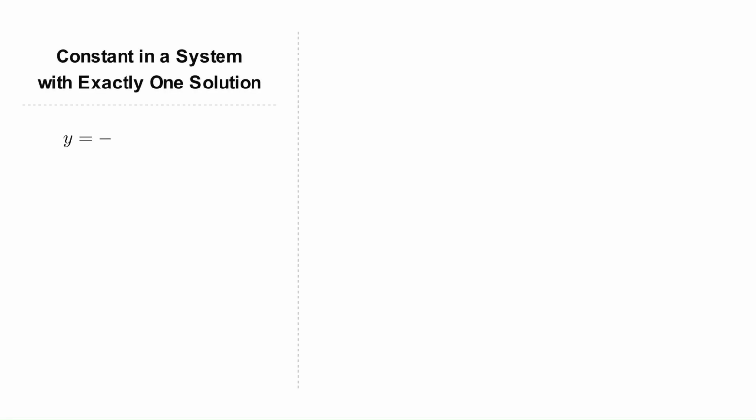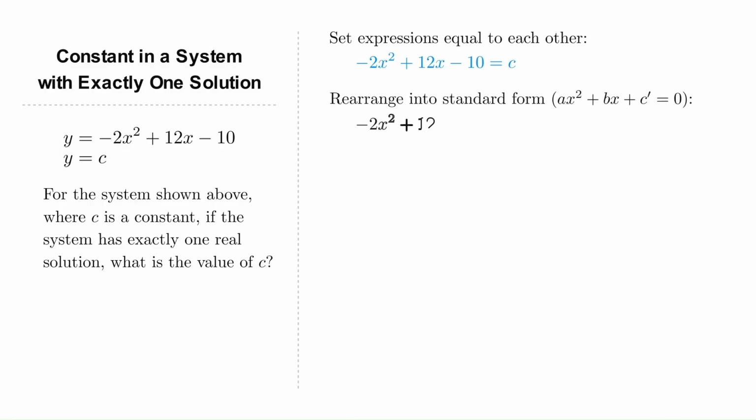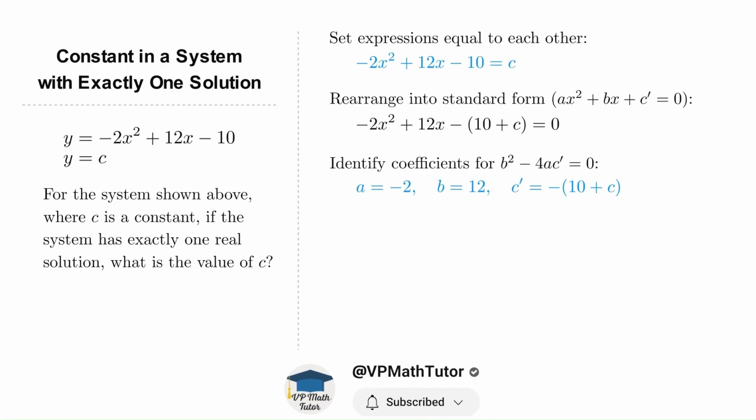Let's look at another system of equations containing a quadratic equation and a constant linear equation. We are asked to find the value of the constant c that results in exactly one real solution. We begin by setting the two equations equal to each other. To write this in standard form, we subtract c from both sides and group our constant terms. Next, we identify our coefficients of the new quadratic equation, which are -2, 12 and -10 plus c.